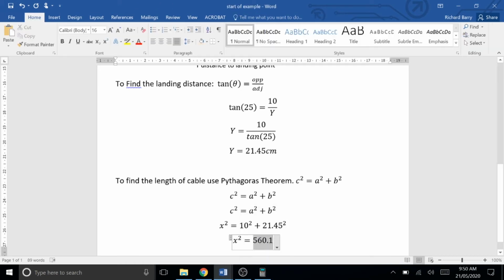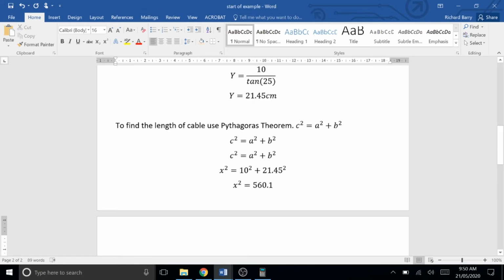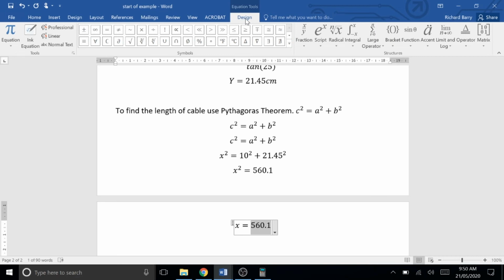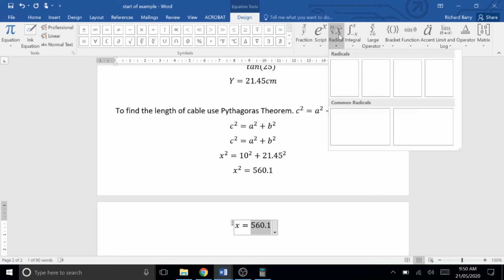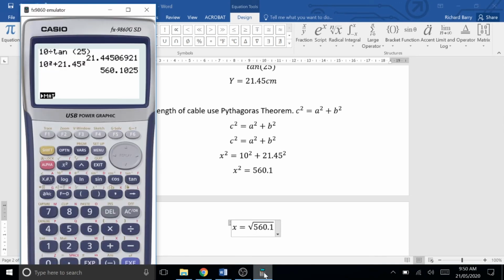Okay, probably the most interesting part is what I'm about to do now. So new line, paste it in. This time I don't want x squared, I just want x. And I want the square root of this number. So if you highlight the number, go up to the design tool, and we see I have a function for square roots. Okay, if I've already got a number and I put it on there, that works out alright. Now I wonder what that number is. Shift, square root, shift, answer.